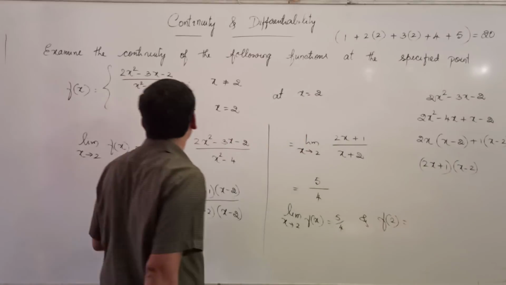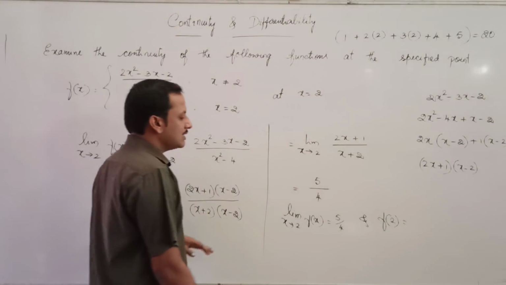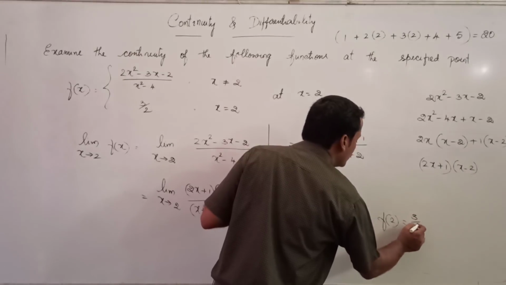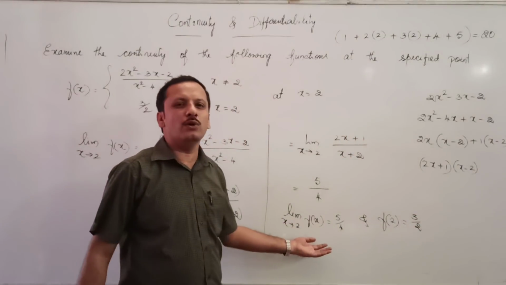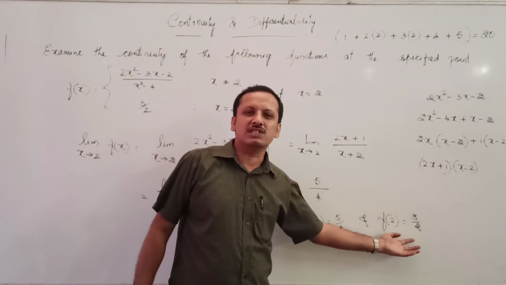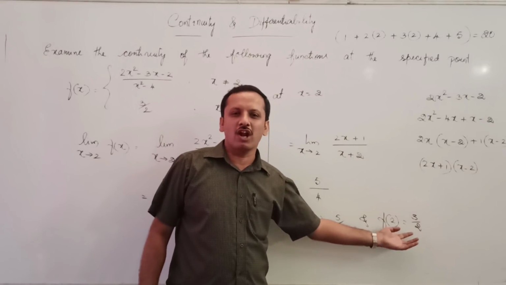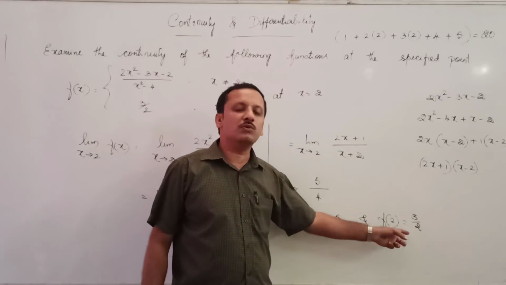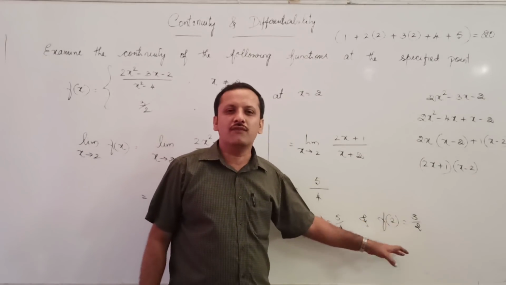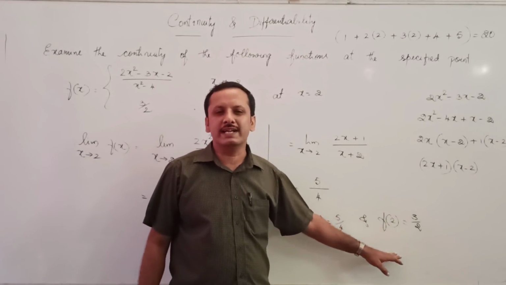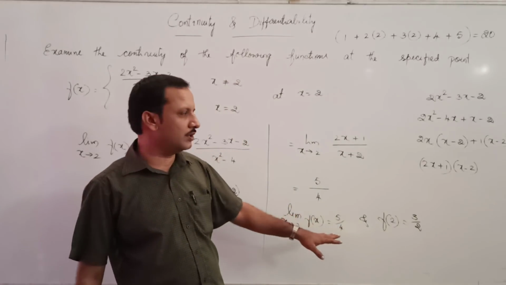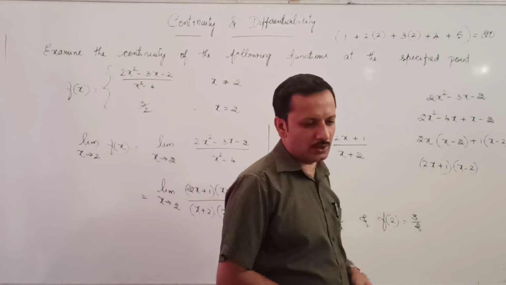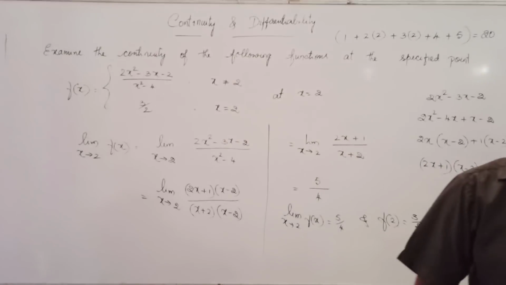At x equal to 2, the function is defined as 3/2. So the limiting value is 5/4 and the functional value is 3/2. They are not equal. The limit of f(x) as x approaches 2 is not equal to f(2). Therefore, this function is discontinuous at x equal to 2. Let us discuss the next question.